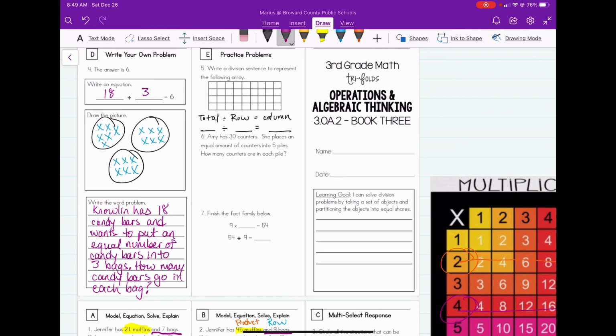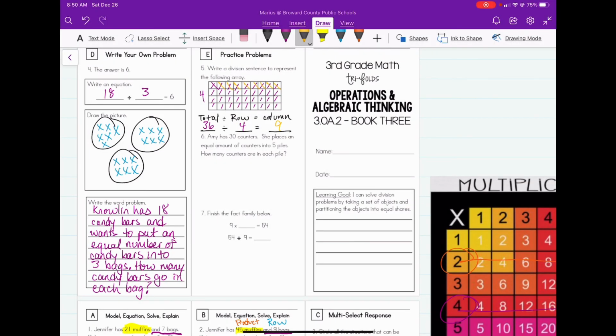Our division sentence is going to say, well, let's see how many total are there. 1, 2, 3, up to 36. So total is 36. So 36 divided by 4, because there's 4 rows. And how many columns? 1, 2, 3, 4, 5, 6, 7, 8, 9. 9 columns. So our division sentence to represent this array would be 36 divided by 4 equals 9. Let's take a look at number 6.